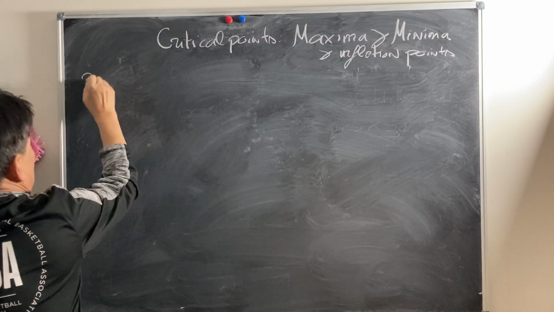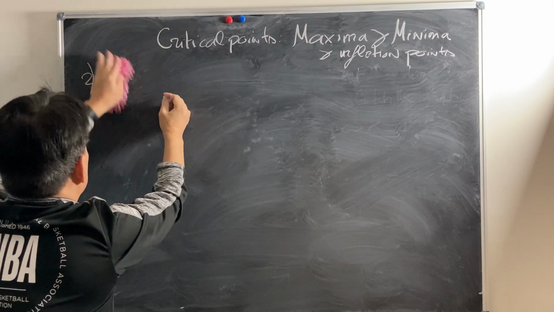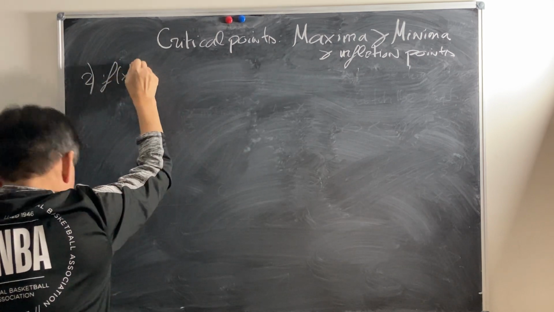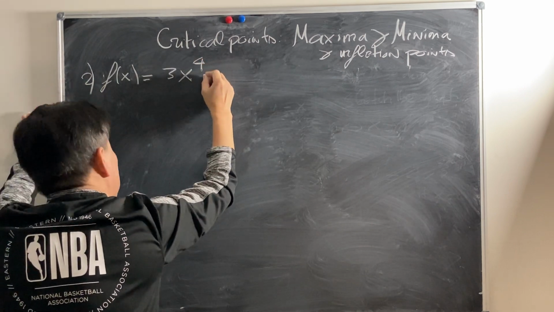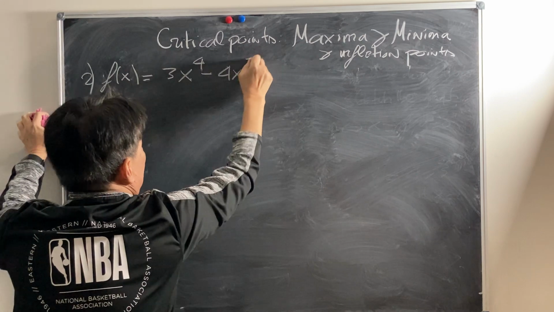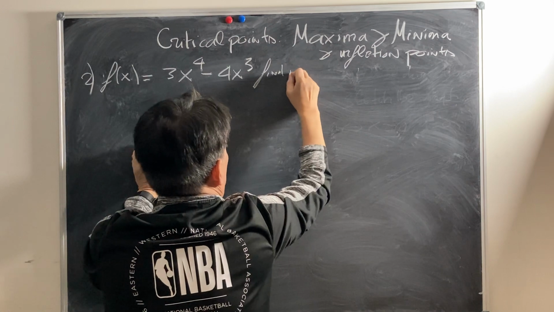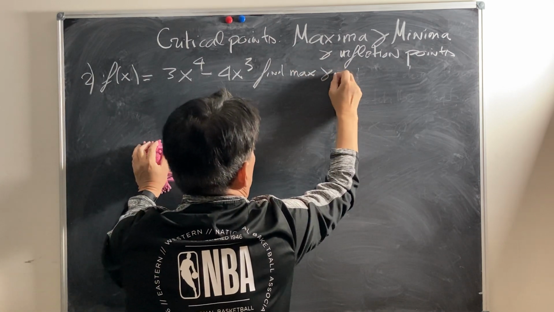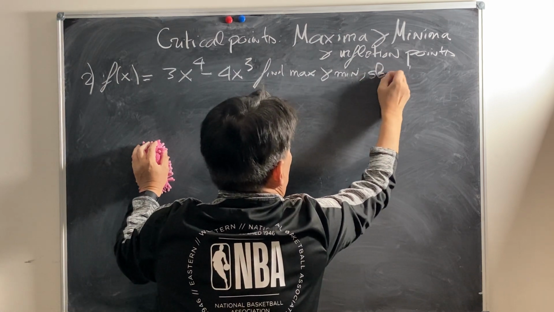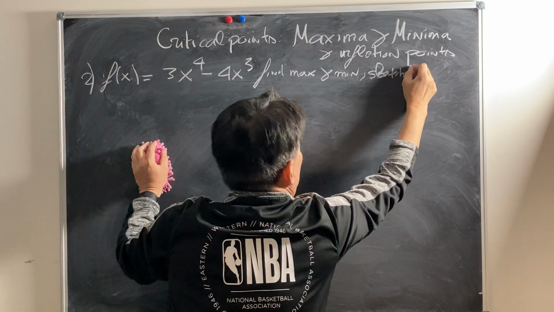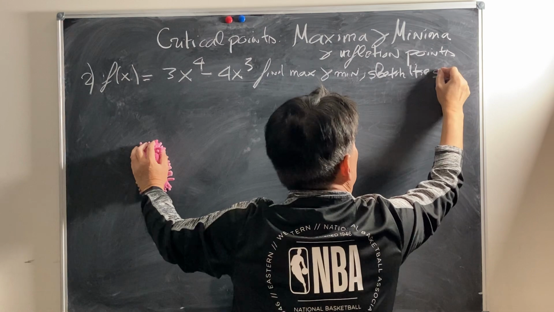Okay, example number 2. y equals f of x equals 3x^4 minus 4x cubed. Find the maximum and minimum points and sketch the graph. Get the function, okay? Get the graph.